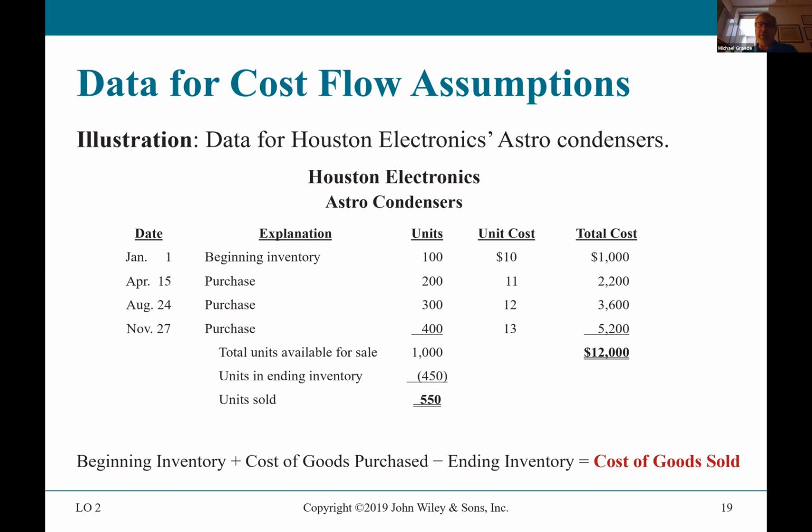The units in ending inventory were 450, so they had 450 left over, but they sold 550. So the question is, what is the cost of the units sold? Well, it depends, because we have a fluctuating unit cost, we have to make an assumption of what was sold in order to calculate the cost of goods sold. Were they the ones at $10, $11, $12, or $13? Which ones did they sell? Because let's remember the formula: beginning inventory plus the cost of goods purchased less ending inventory equals the cost of goods sold.